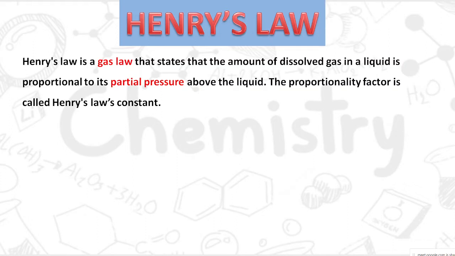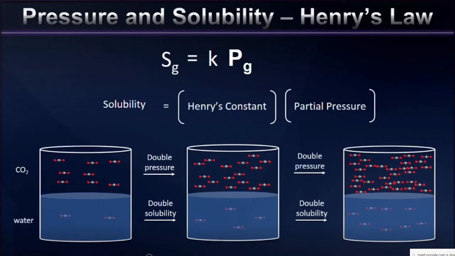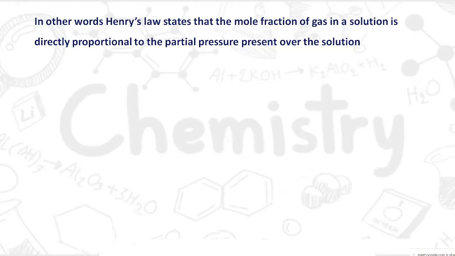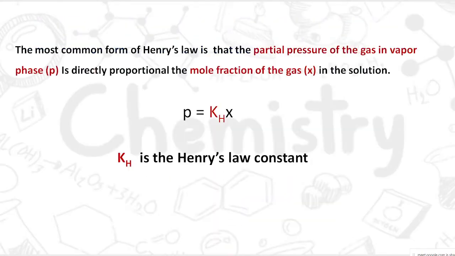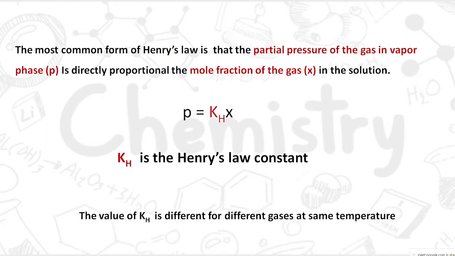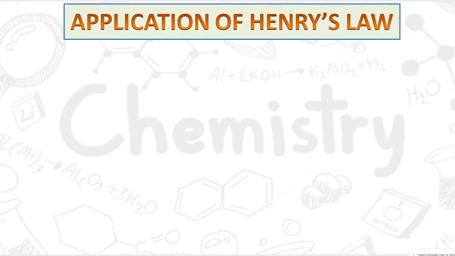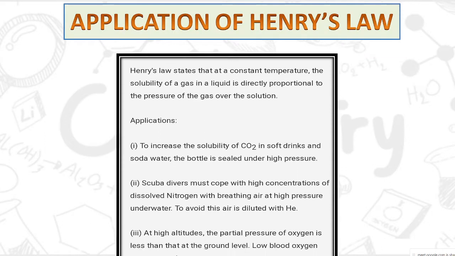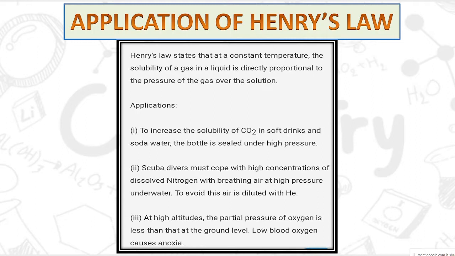Next was Henry's law, the pressure and solubility relationship. The final form of Henry's law was given by P = KH x. KH is the Henry's law constant, and this KH is different for different gases. Lastly, we talked about the applications of Henry's law, and with this we ended the class of Friday.